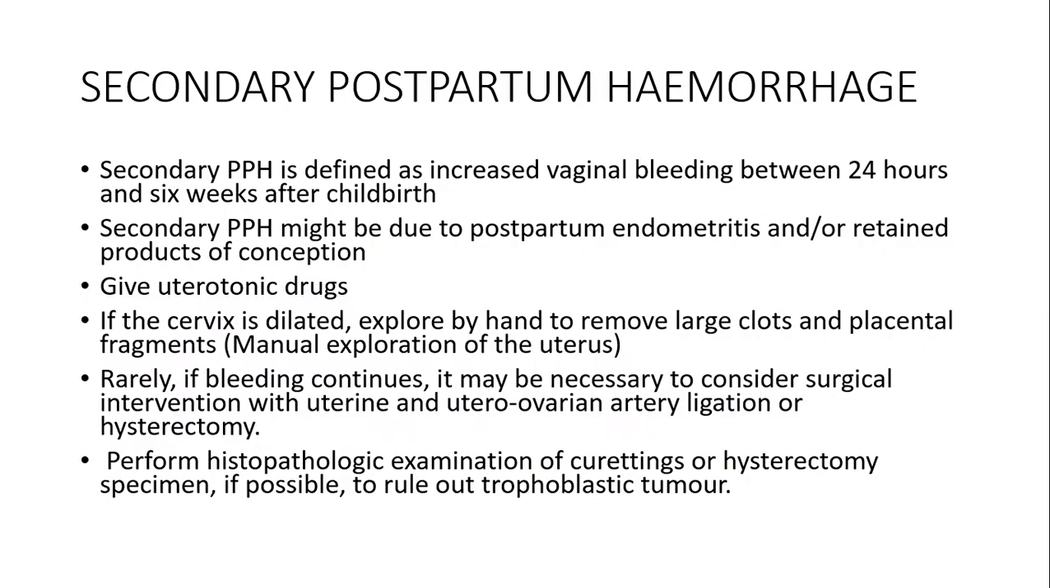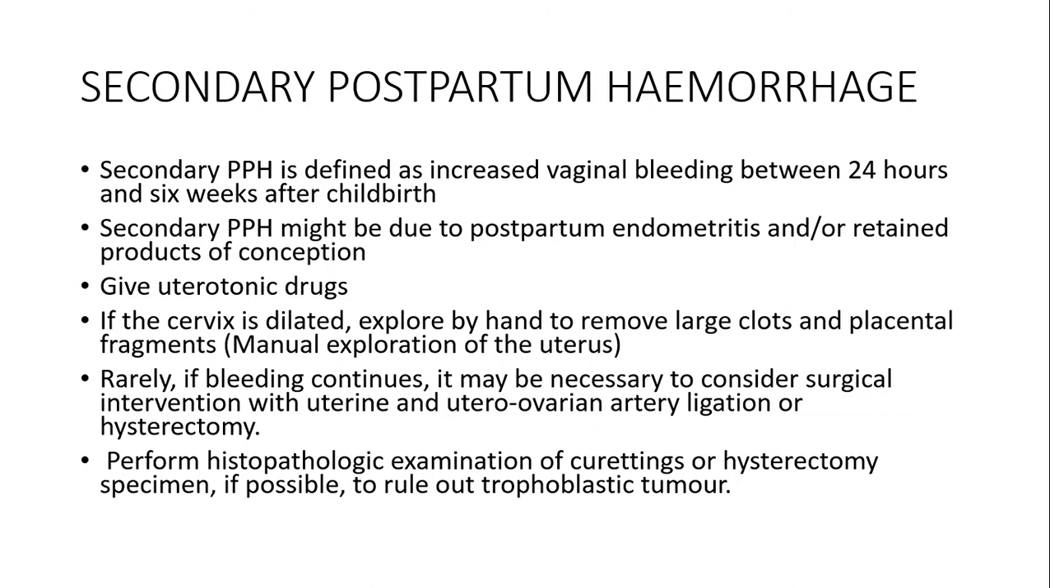Secondary postpartum hemorrhage is defined as increased vaginal bleeding between 24 hours and 6 weeks after childbirth. Secondary PPH may be due to postpartum endometritis or retained products of conception inside the uterus. You need to give uterotonic drugs.